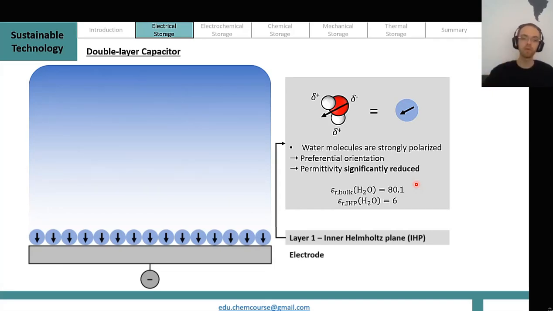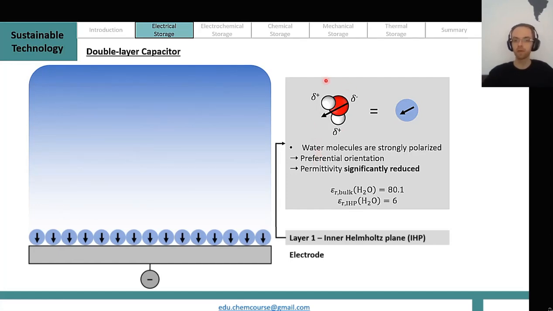So here we have a simple model where we have an electrode which is connected to our negative pole. So we create a negative charge here on our electrode. Now the first layer is, as I told you, the inner Helmholtz plane. This inner Helmholtz plane has these kind of blue circles with the arrow in here. And what this visualizes are solvent molecules. And we assume that as a solvent, we have water in this case.